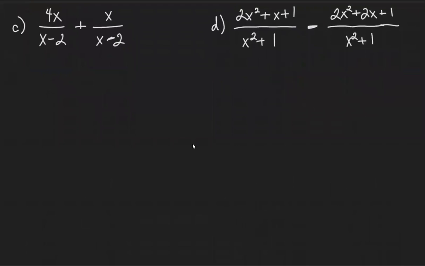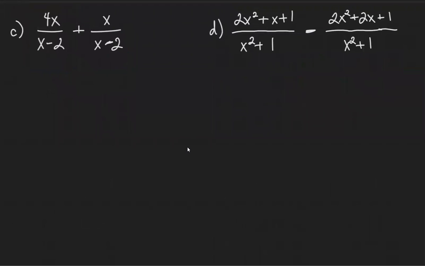4x over x minus 2 plus x over x minus 2. Let's take a look at our denominators. Are they the same? Yes, that is correct. They are the same. Okay, so we have to be careful, right? We have an x minus 2 here and an x minus 2 here. If they differed by even just one thing, then they are not the same.